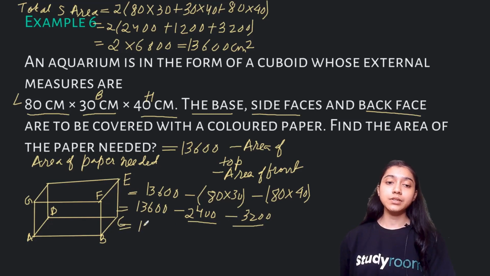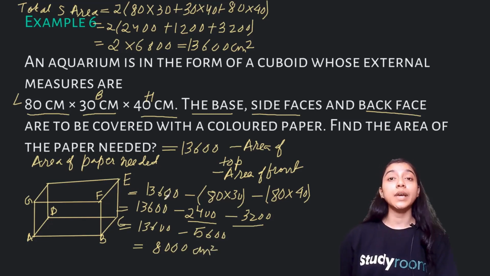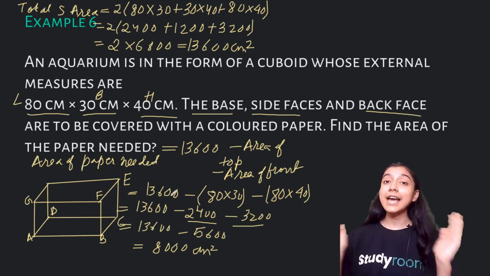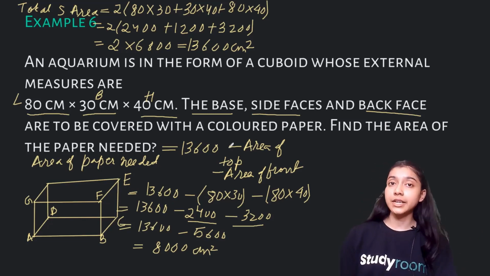So we have 13600 minus 5600, which ultimately gives us 8000 centimeters square. So we can conclude from over here that 8000 centimeters square is the total area of paper that is required to cover the side faces, the base and the back face of this cuboidal aquarium.